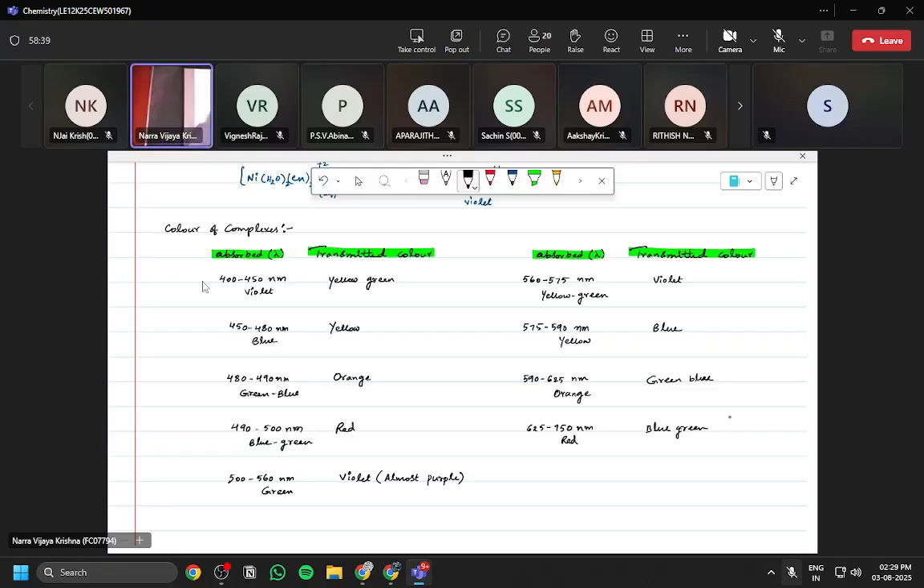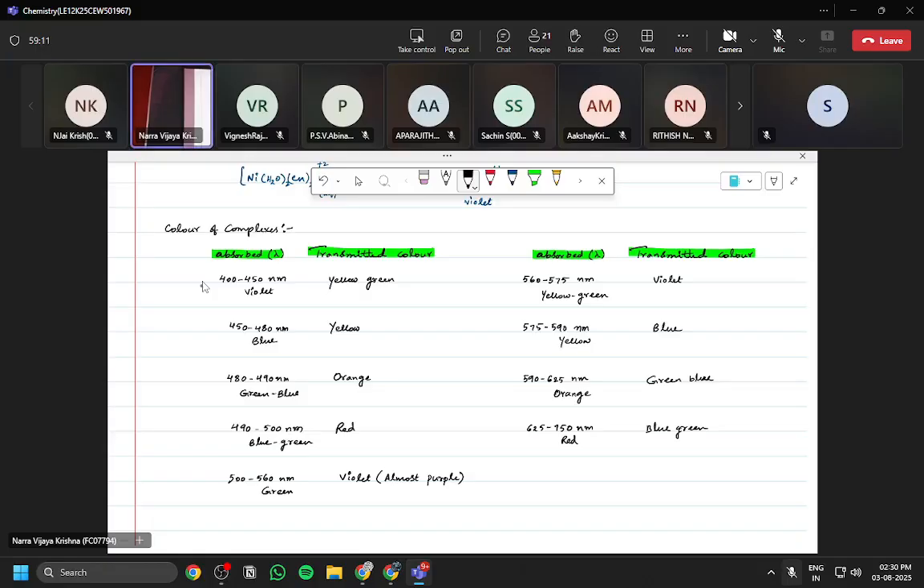If energy gap is beyond 400 nanometer. Yes. Okay, ma'am. Picture. Indigo. First will be violet only, na? Okay, ma'am. Whatever it is.